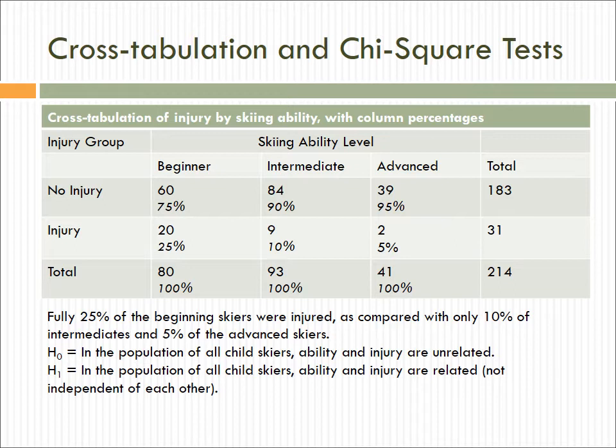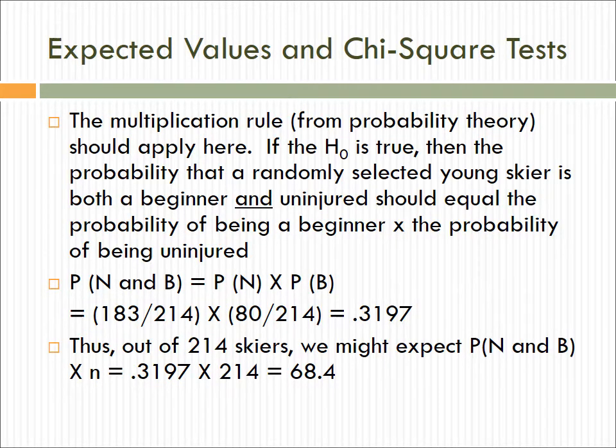H sub 0 is the null hypothesis. In the population of all child skiers, ability and injury are unrelated, so there's no relationship between them. The working hypothesis is that in the population of all child skiers, ability and injury are related, so there's not independence between the two. As you learn how to ski and become advanced, you're going to be injured less.